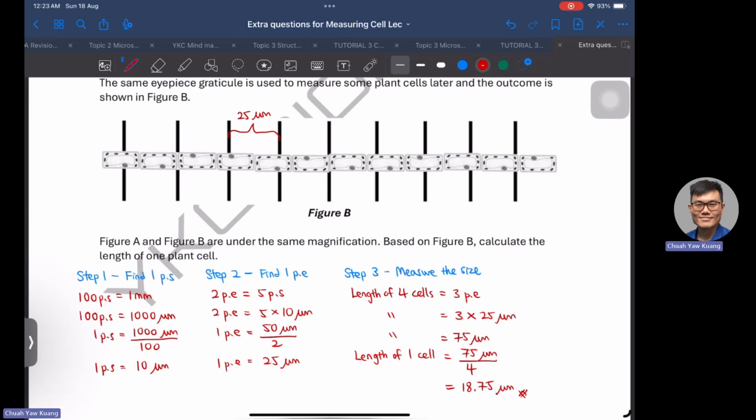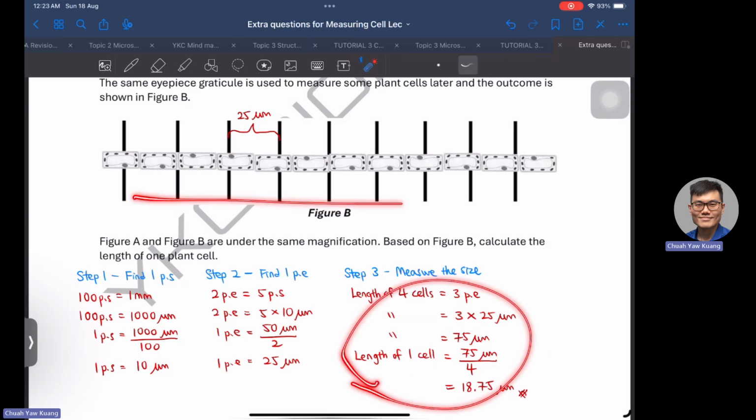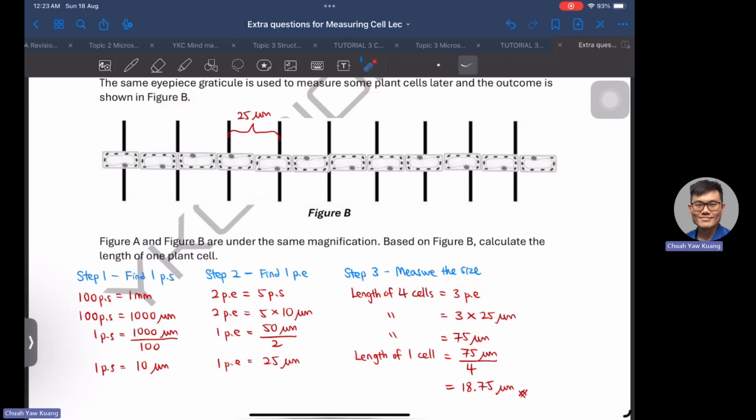So the steps to solve this type of question, the measuring cell type, are still the same. It is still step number 1, step number 2, and step number 3. It is just that for step number 3, sometimes we might need to modify it a bit so that we can answer based on the modification in the question.